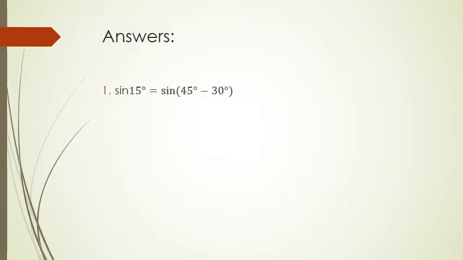In question 1, we were required to evaluate sine 15 degrees without using a calculator. Now, 15 can be expressed as 45 minus 30. 45 degrees and 30 degrees are both special angles. Observe that you could also use 60 minus 45. Now, sine 45 minus 30 degrees can be expanded using compound angle formula. That's sine 45 degrees cos 30 degrees minus cos 45 degrees sine 30 degrees.